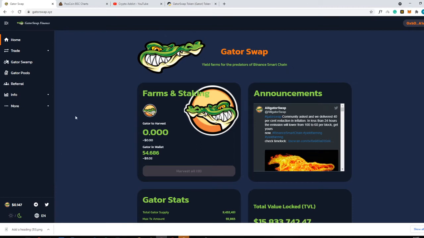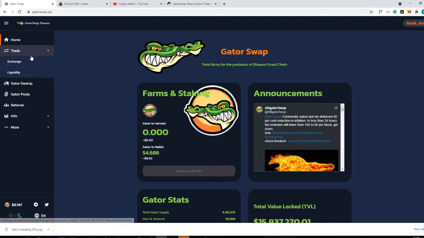However, I'm going to show you how to buy Gatorswap, how to stake in Gatorswap, and what are the types of things that you should look at, and of course my technical analysis on this one.